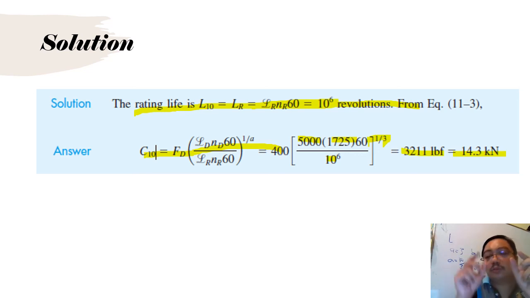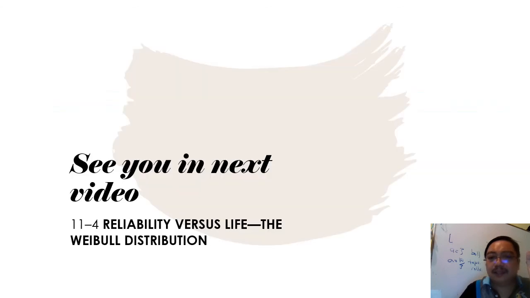In the same catalog we also talk about the shoulder, the side dimension and everything, and we will talk about that in a later video. That's all for now. We will continue in the next video on reliability versus life, the Weibull distribution.